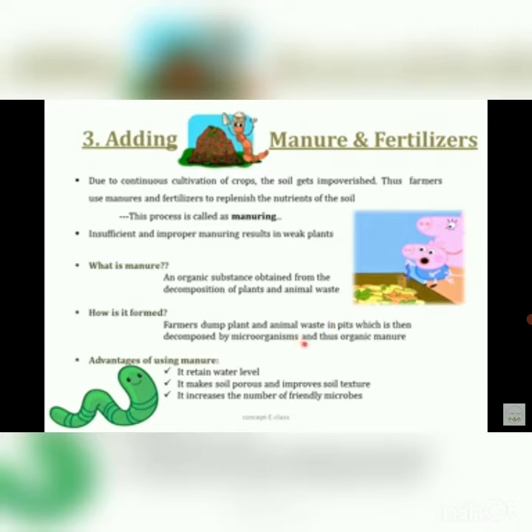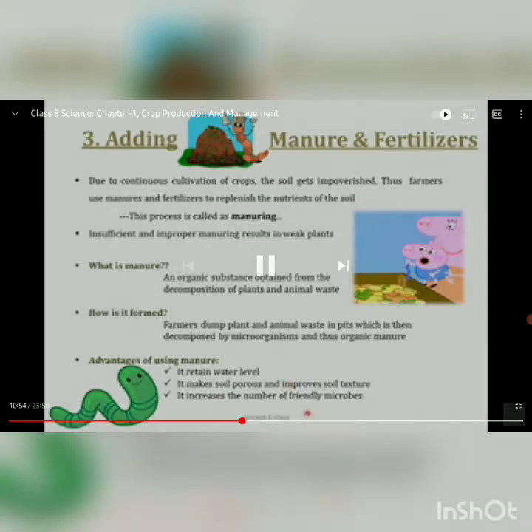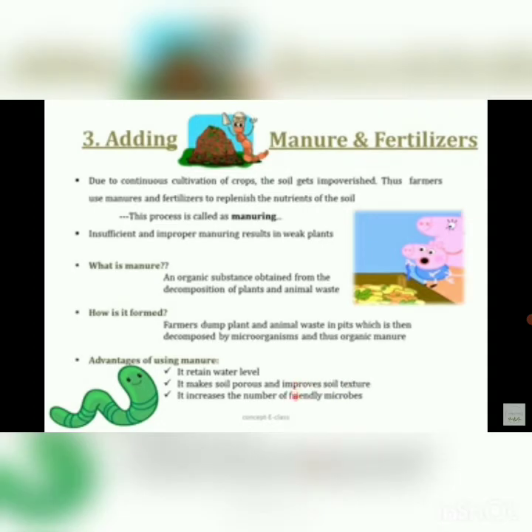The advantages of using manure are that it retains the water level, it improves soil texture, and it increases the number of friendly what? Microbes. Yes, and we can come to the next point.